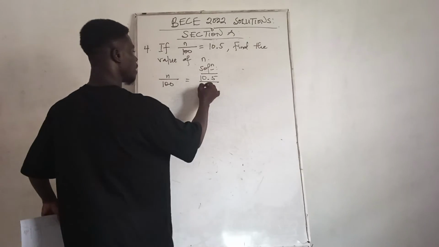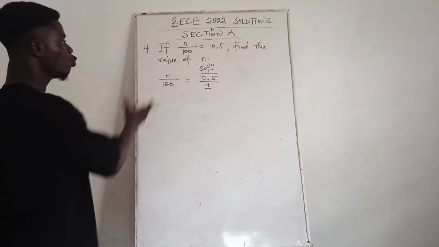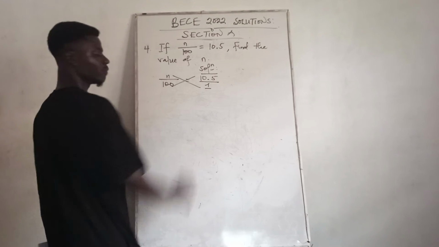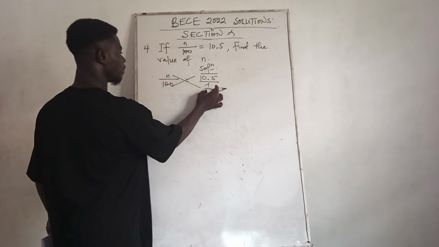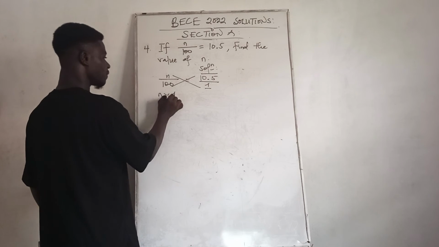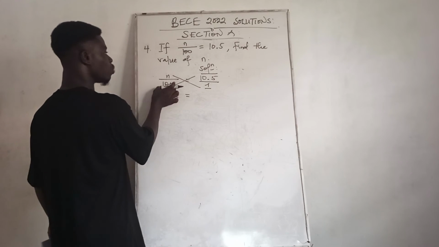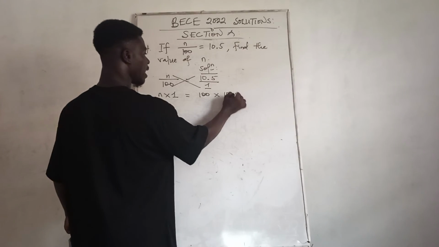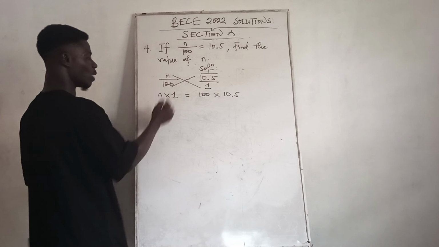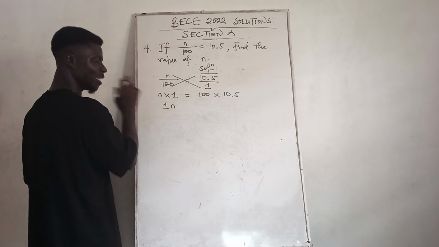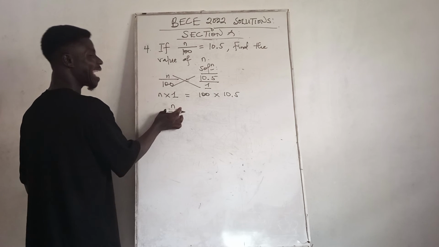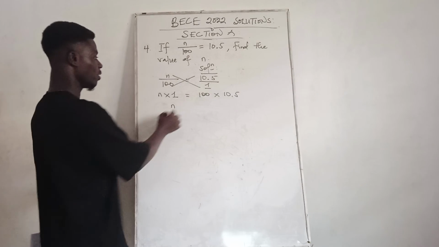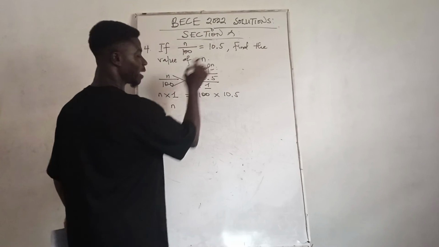So I can divide it by 1, right? Then I do my cross multiplication. Which means n multiplied by 1. So I have my n times 1, which must be equal to 100 times my 10.5. It is not 1n, take note of that. It is n because the invisible number is 1. So we write n, which must be equal to 100 times 10.5.